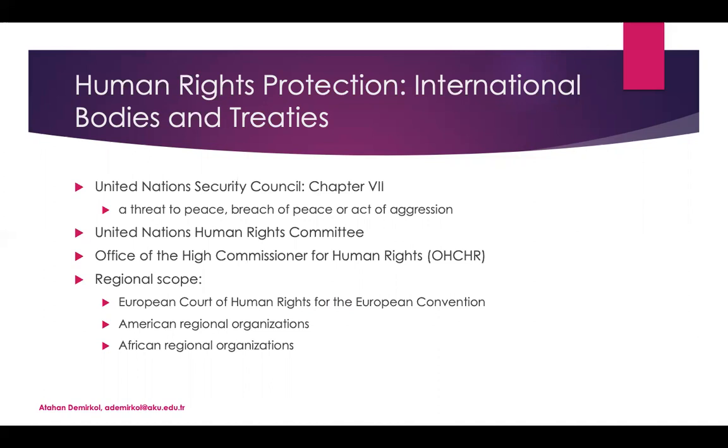And we see the United Nations Human Rights Committee. We see as the main body of the United Nations, the Office of the High Commissioner for Human Rights, OHCHR. And as I said in the beginning of the lecture, there are also some regional aspects or institutions or bodies for protection of international human rights. These are the European Court of Human Rights or the European Convention, American regional organizations or African regional organizations. We have them, but in the scope of this lecture, we are not going to go into detail about these issues. I just wanted to make sure that you know that there are also some regional organizations, not just international organizations.